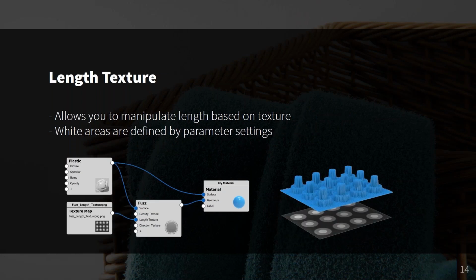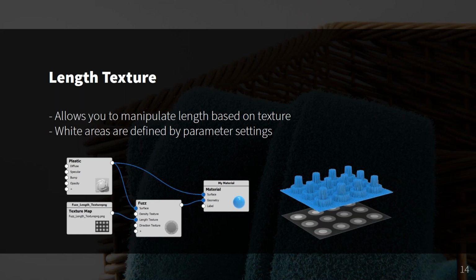The second node is length texture, where the length variation parameter adds a randomness to the length of the fuzz fibers. The length texture enables you to manipulate the length based on a texture map. This will act as a mask to the length while still taking into account your length variation settings. 100% white will result in the length defined under your parameter settings, while darker colors will produce progressively shorter fibers.